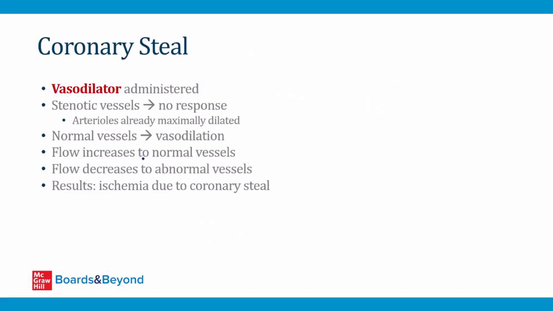And so I've summarized these things in this slide here. A vasodilator drug is administered, the stenotic vessels have no response because the arterioles are already maximally dilated, but in the normal vessels you get vasodilation. So as a result, the vasodilator drug causes flow to increase to the normal vessels and flow to decrease to the abnormal vessels, and the result is ischemia due to coronary steal.